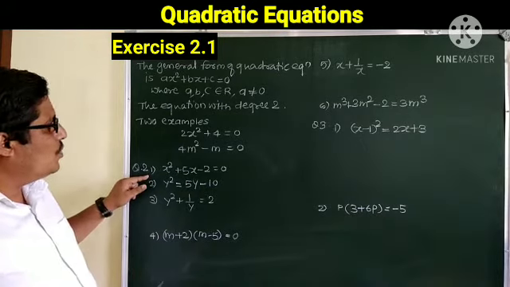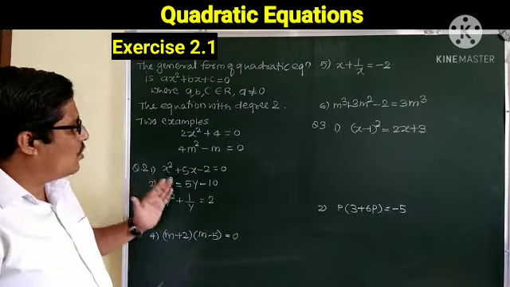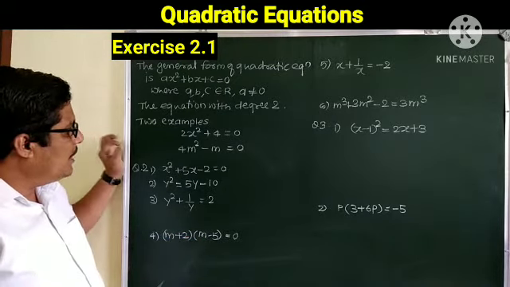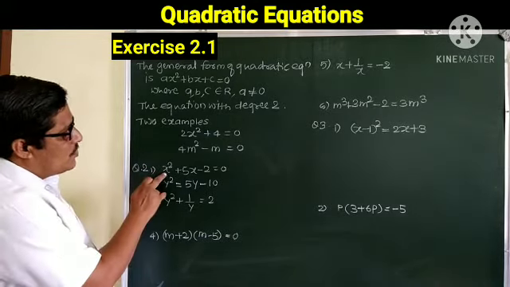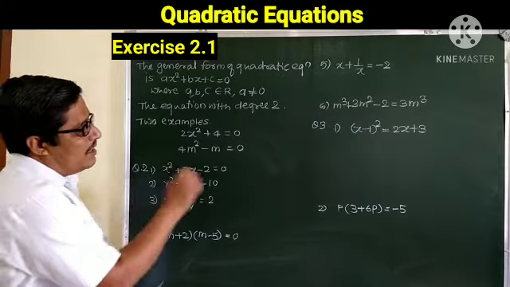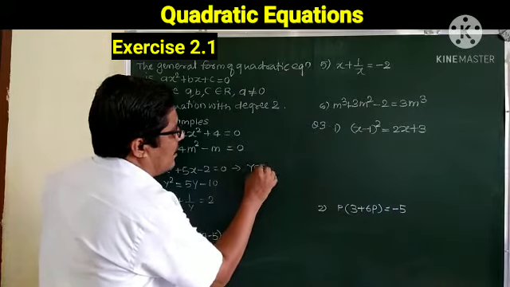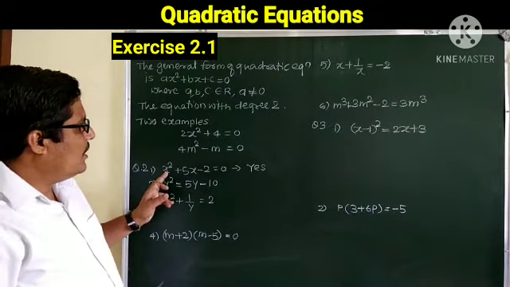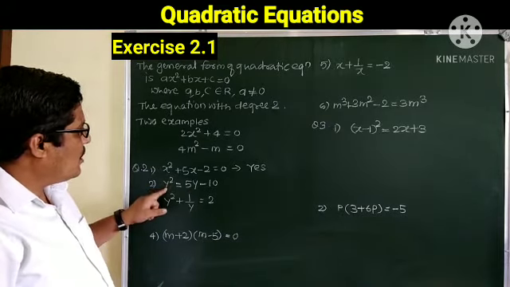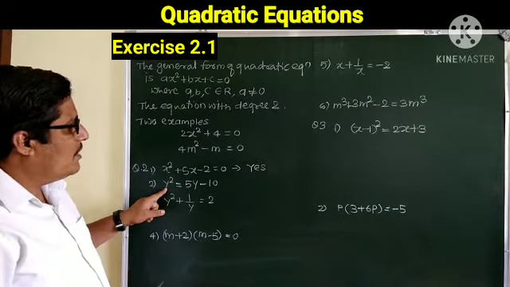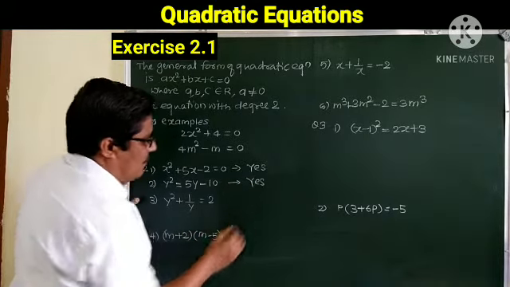So question number 2. Here we have to decide whether these equations are quadratic or not. For that the main condition is the square term must be present. So here the square term is there, therefore it is a quadratic equation. So I am writing here yes or no. So yes, it is a quadratic equation. Now in the second case also, y square is present. Therefore this equation is also a quadratic equation.